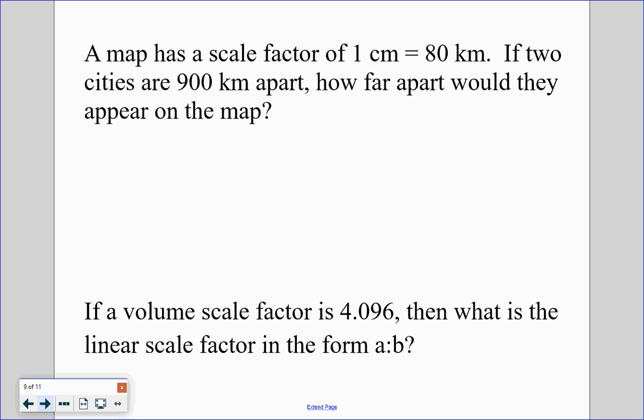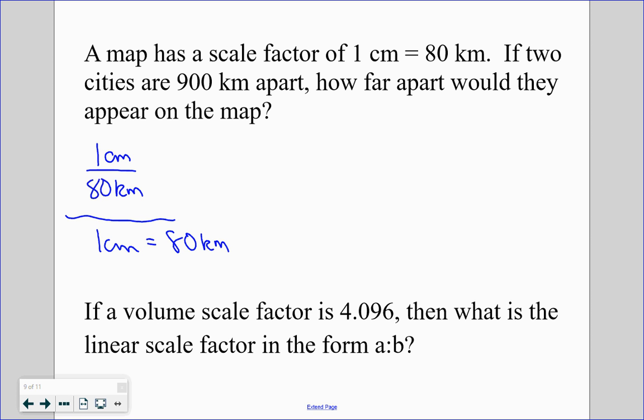Okay, let's look at another couple of applications here. So we did talk about maps in class and how reading a scale of a map is actually a proportion. It's a scale factor. So a map has a scale factor of 1 centimeter to 80 kilometers. Okay, so you could write that as a fraction, as 1 centimeter to 80 kilometers.